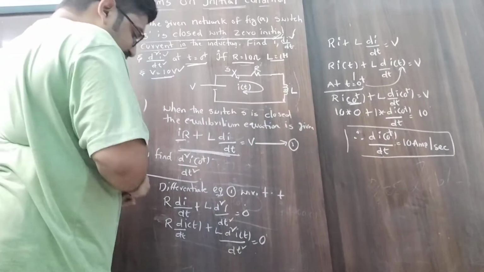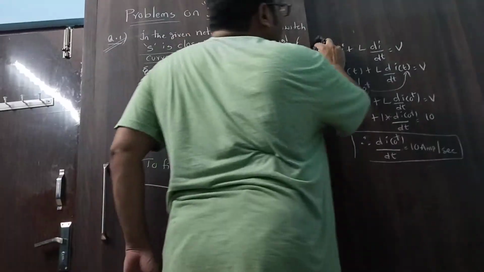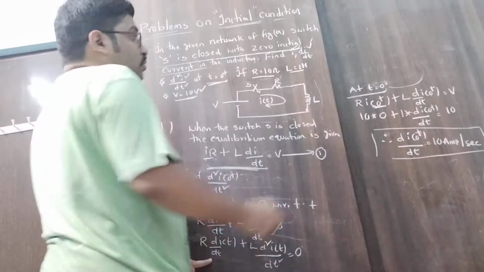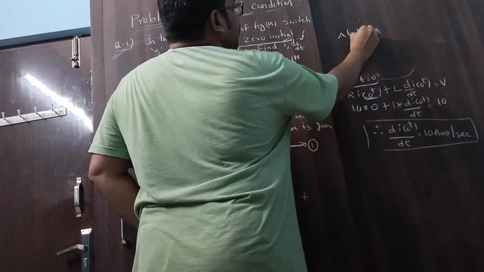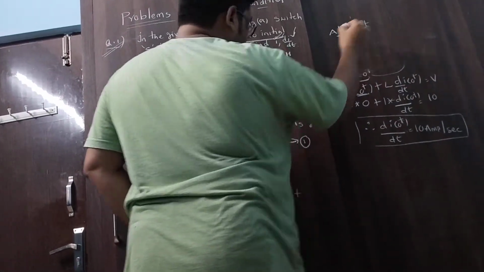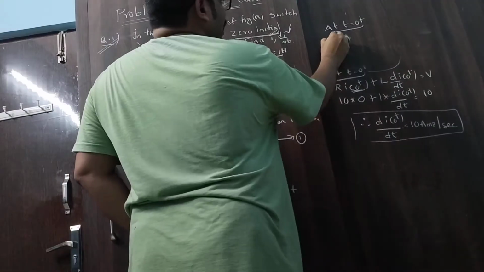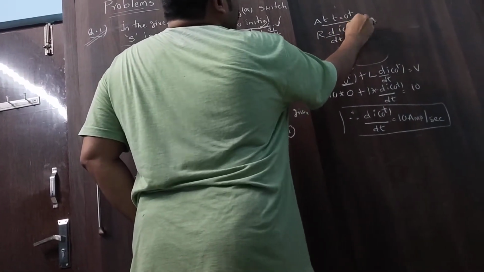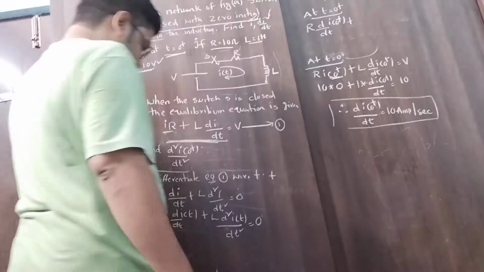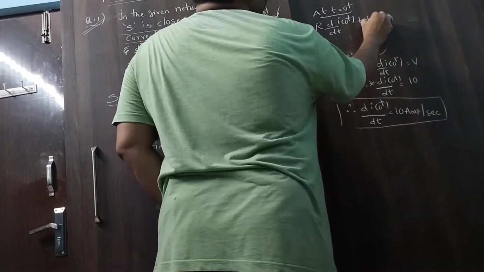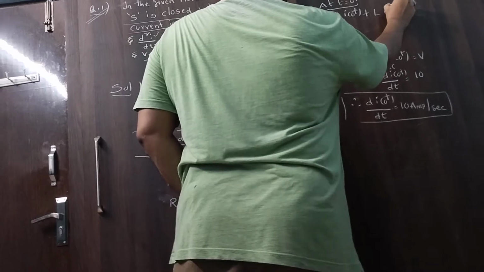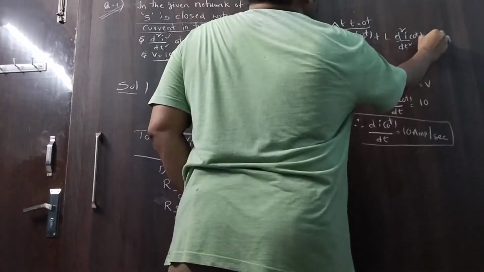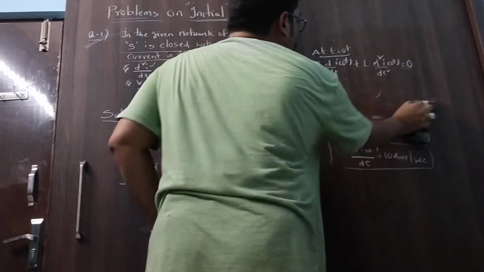So here at t is equal to 0 plus, when we substitute the value of t is equal to 0 plus, R into di by dt at 0 plus, plus L into d square I of 0 plus divided by dt square is equal to 0.